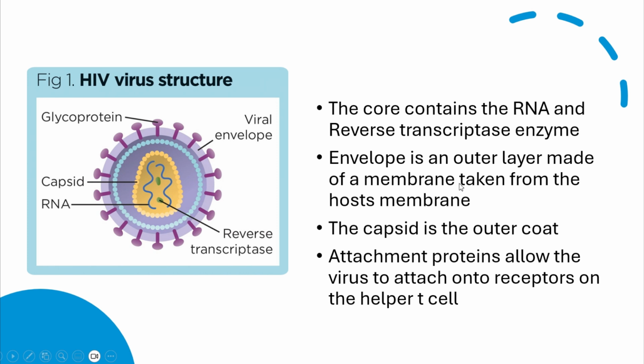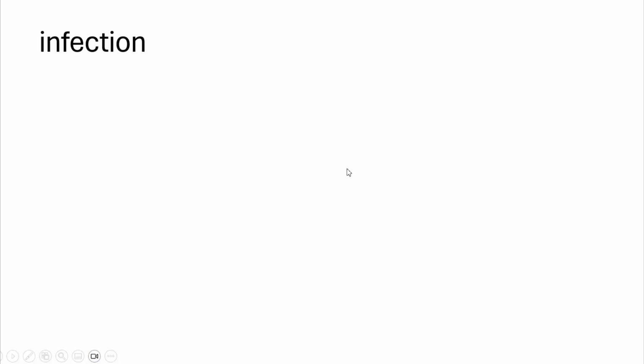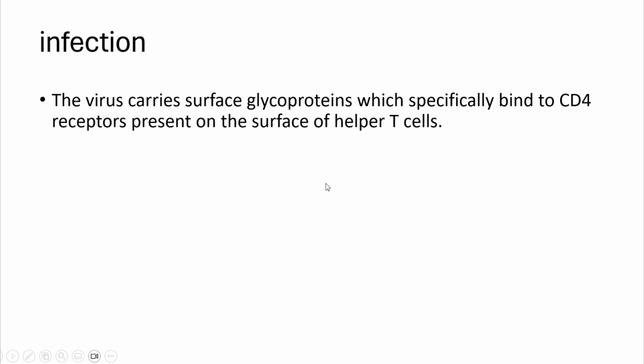The envelope is an outer layer made of a membrane taken from the host's membrane. The capsid is the outer coat. Attachment proteins allow the virus to attach onto receptors on the helper T cell. So how does infection of HIV work? The virus has these glycoproteins, which specifically bind to CD4 receptors. You need to know the name of the receptor. It's a CD4 receptor that's present on the surface of the helper T cell. The helper T cells that we talked about in immunity have that CD4 receptor on the surface, and that's going to attach to the glycoproteins on HIV.